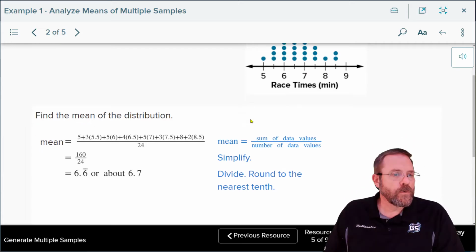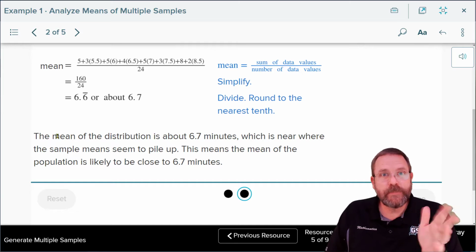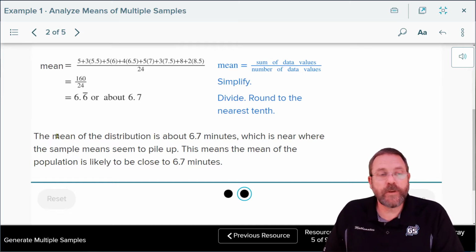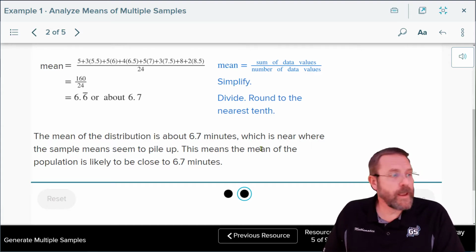So we're going to scroll down and we're going to ask ourselves the question, what does this actually mean? What does 6.7 mean? It says the mean or the average of the distribution is about 6.7 minutes, which is near where the samples seem to pile up. This means that the mean or the average of the population is likely close to 6.7.